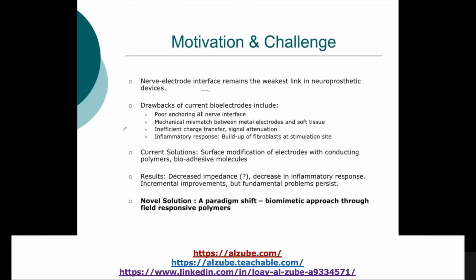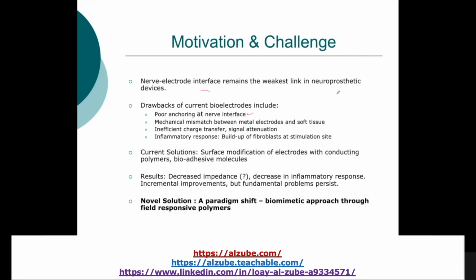Current bioelectrodes have poor anchoring at the nerve interface. That's a big challenge. We would like to develop an electrode that can have attachment and adhesion to the nerve without damaging it. And if you recall, I've told you probably in the previous lecture that if anything touches a neuron, it immediately goes to controlled apoptosis or damage. And that is a big problem for us. So we would like to generate an electrode that has some adhesive properties without damaging the neurons.